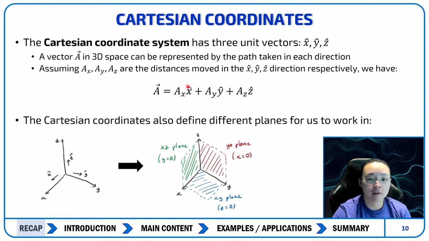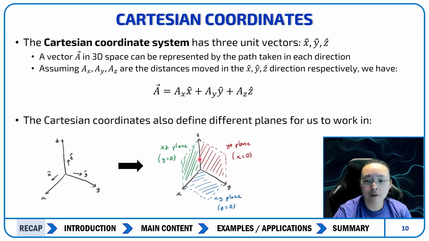We can have AX for the distance moved in the X direction, then AY in the Y direction, and then AZ in the Z direction to get to a specific point from the origin to that point to create that vector. Now, another important thing to note is that every time you have a coordinate system, if you have 2 or more, you're going to create different planes for us to work in. And once you have different planes, you will get different differential elements.